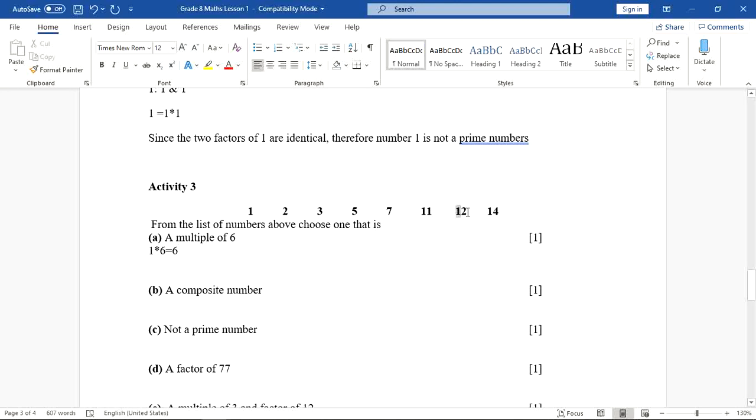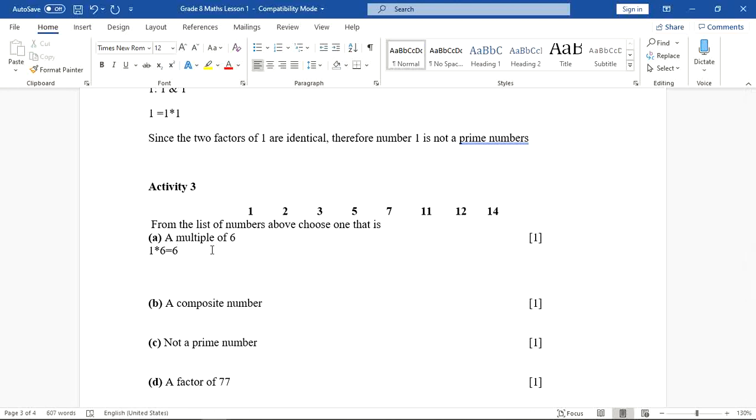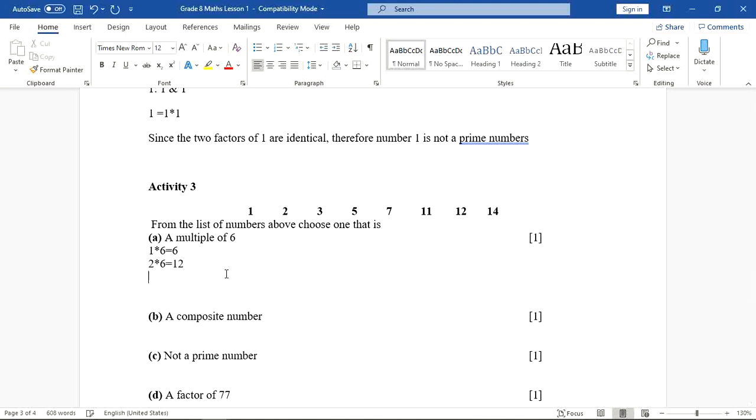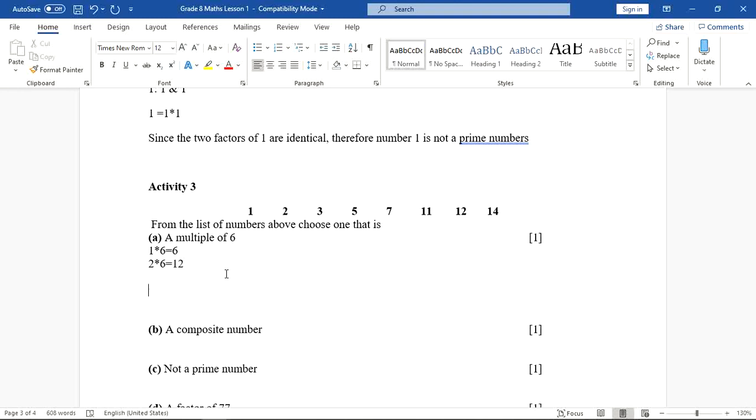12 is a multiple of 6. How do we know that? Because if I take 2 and multiply it by 6, what do I get? I get 12. So the answer for this question is 12. So 12 is a multiple of 6, the only multiple there.